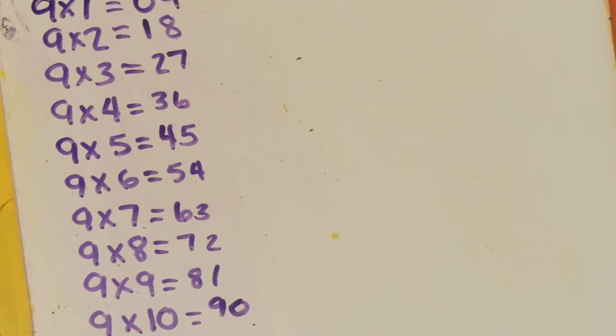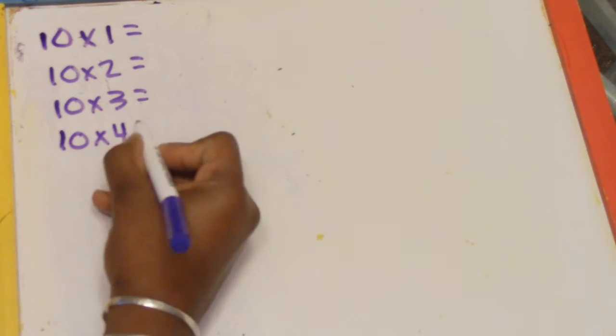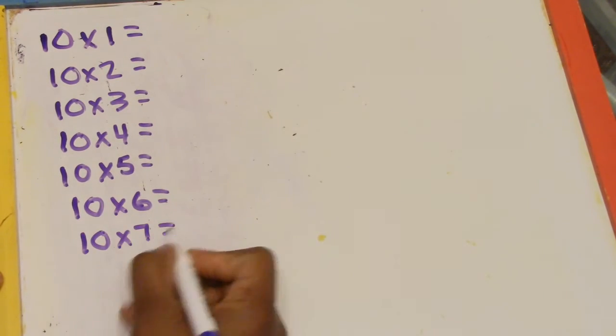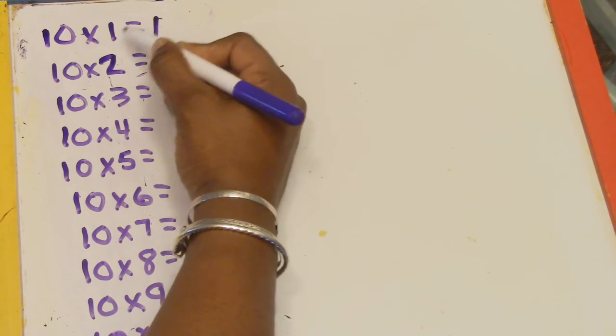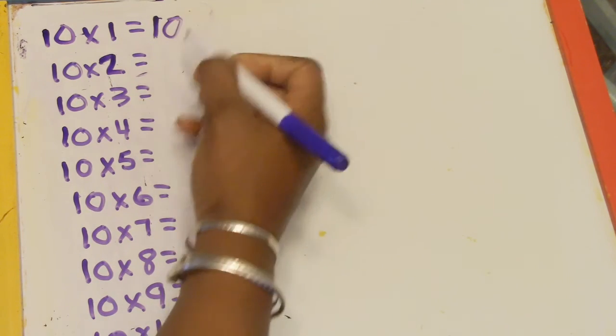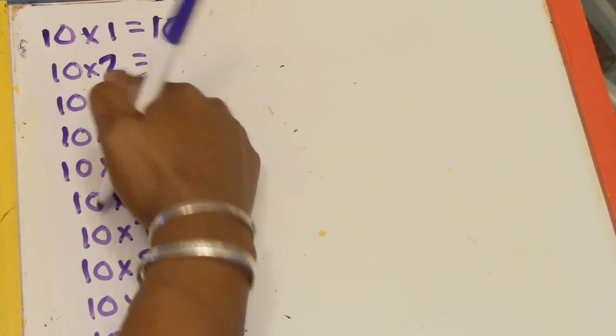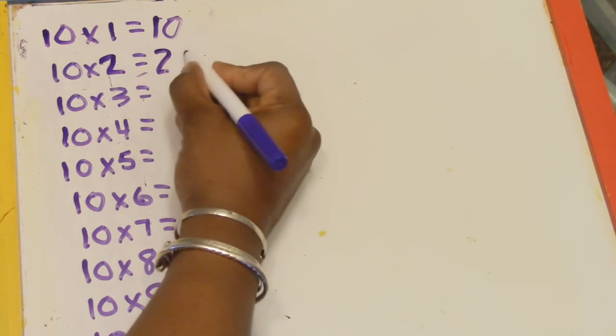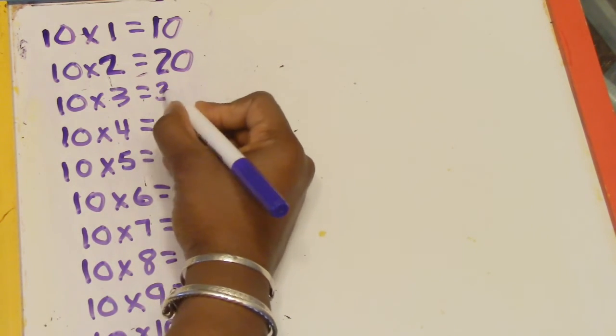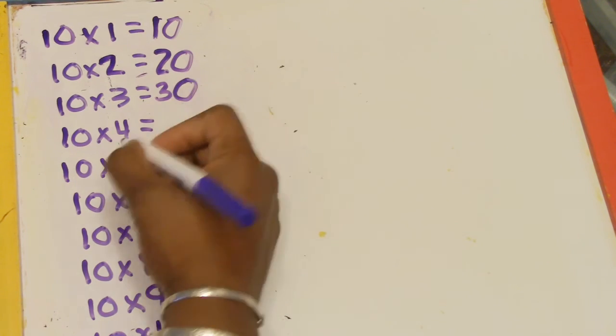Finally, number 10, the one I call the magic number. When multiplying by 10, by any number, all you do is add 0. 1, add a 0. 2, add a 0. 3, add a 0. You got it.